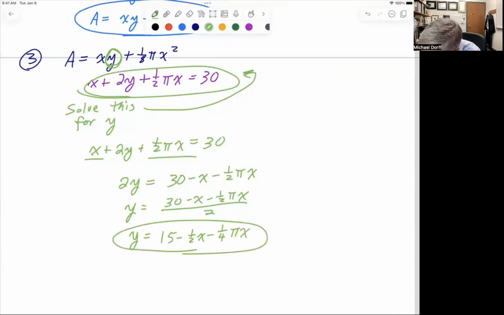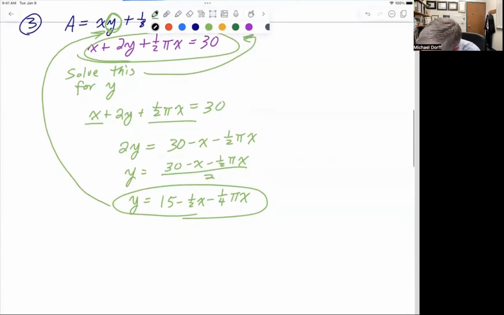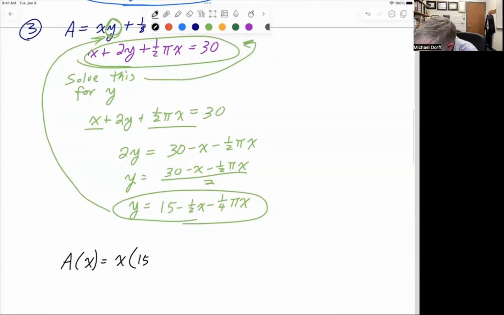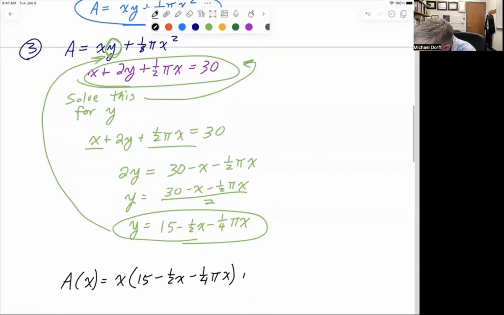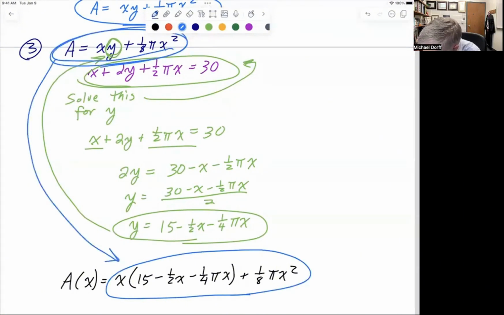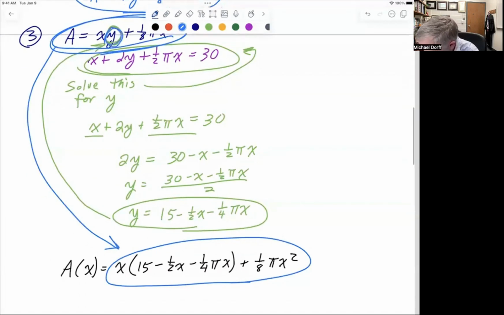as y equals 15 minus 1/2 x minus 1/4 pi x. All right, so I'm going to take this now and substitute it into my area formula. So my area formula is going to be just in terms of x's now. I'm going to have x, and instead of putting y, I'm going to substitute what I have in green here. So I have x times 15 minus 1/2 x minus 1/4 pi x. And then I've got plus 1/8 pi x squared. And again, all of that came from what we had up here. So we brought that down here, and we substituted in for the y what we had in green.